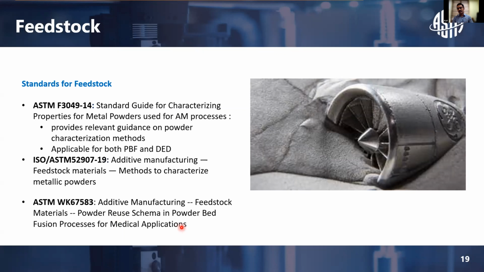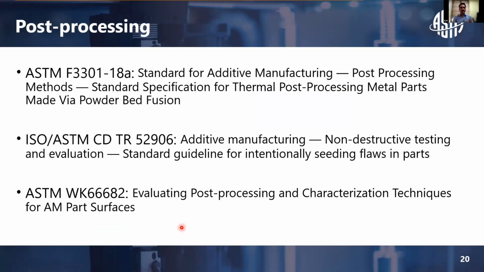So these are some of the standards that can be used for managing your feedstock, no matter what the industry that you're working on. And coming to post-processing, again, it is an area that still needs to be explored further. So there are a couple of standards which help you come up with the thermal post-processing requirements for metal additive manufacturing. So there's a standard called ASTM F3001, which can be used for performing heat treatment for additively manufactured parts.